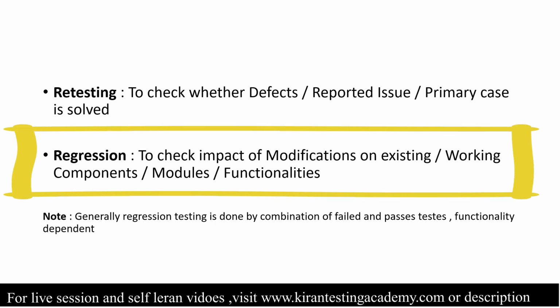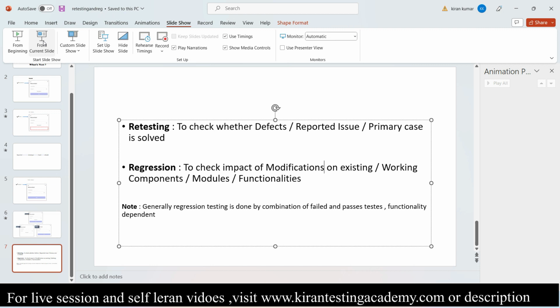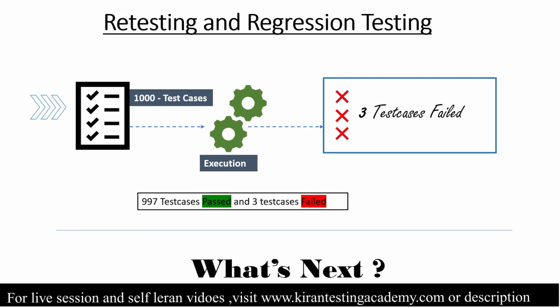I mean to say, earlier 997 were working and fine, right? Yes. Now after bug fixing also, we need to check that really 997 are still working, and whether any working functionality is impacted. So first we are going to perform retesting, meaning whether the 3 bugs have been fixed or not. So the primary intent is completed.